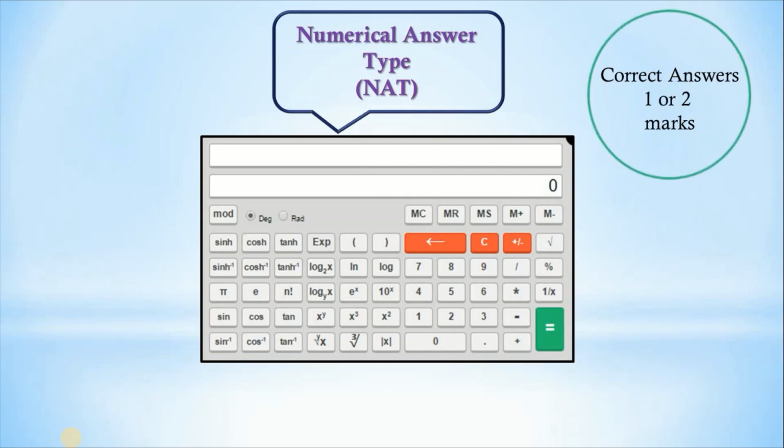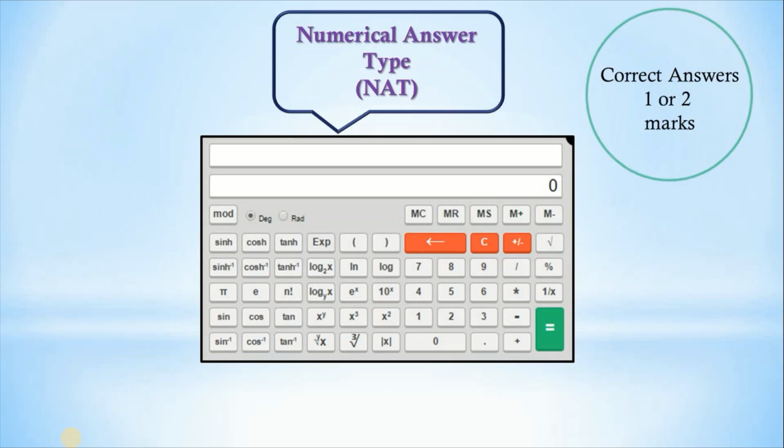We have to keep in mind that the keyboard of the computer on which you are sitting for the exam will be disabled. So we don't have to use the keyboard, we have to use this virtual numeric keypad. Here, for these questions, no choices will be shown.